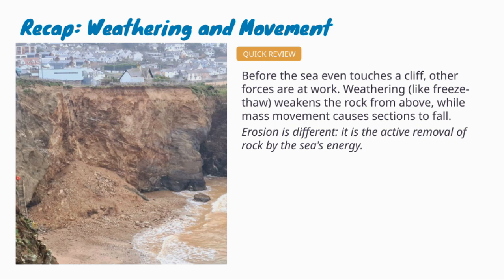Weathering weakens cliffs from above. Mass movement causes sections of cliff to fall or slide. Erosion is different. Erosion is the active removal of rock by the sea's energy. So the coast is shaped by a combination of weathering, mass movement, and marine erosion. But today our focus is on marine erosion.